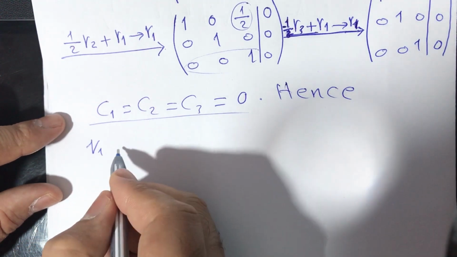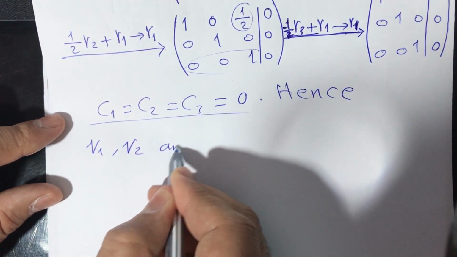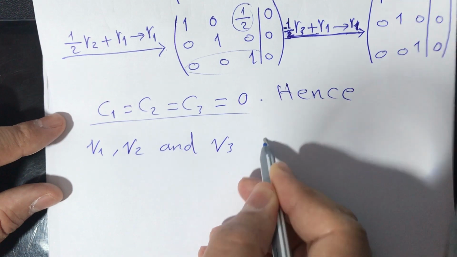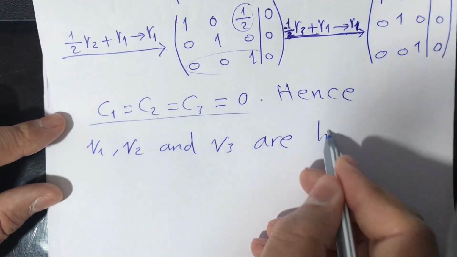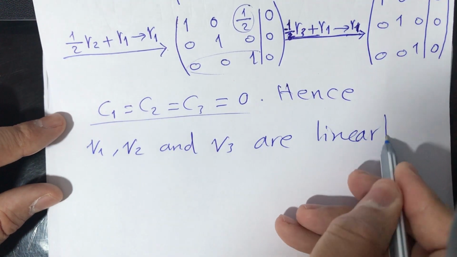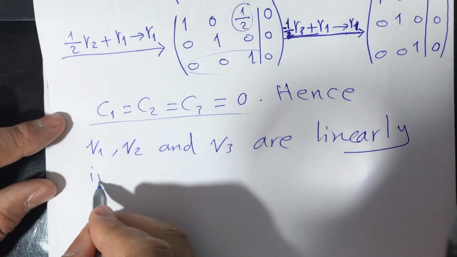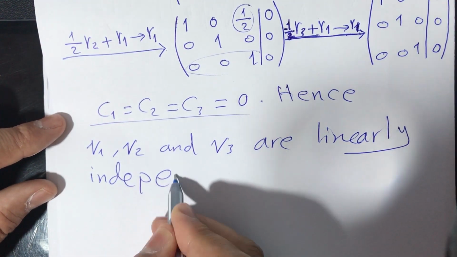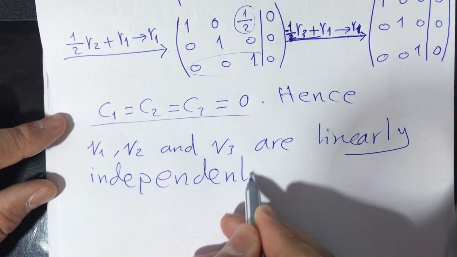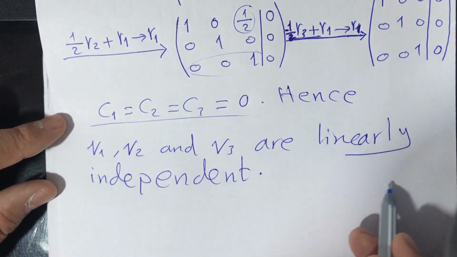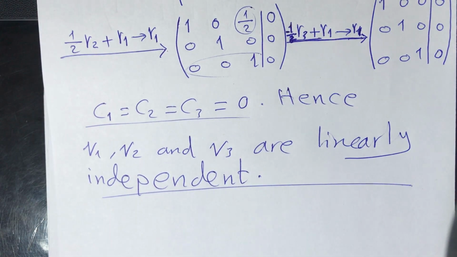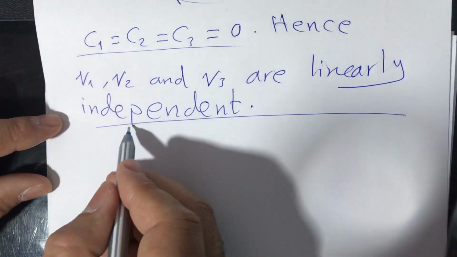V1, V2 and V3 are linearly independent by definition. We take another example, example 3.